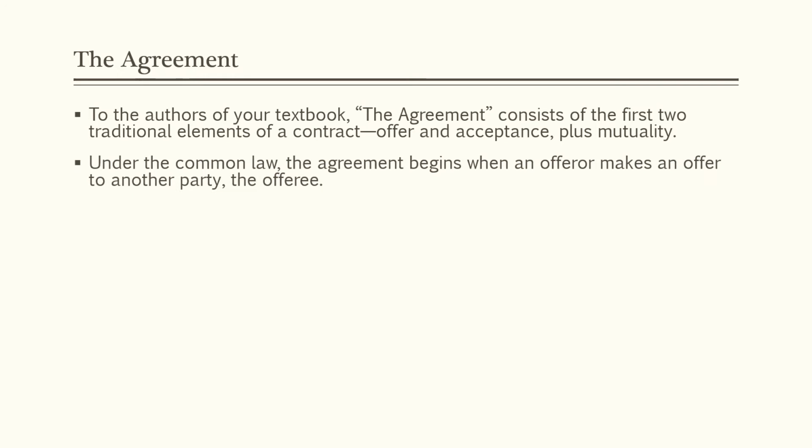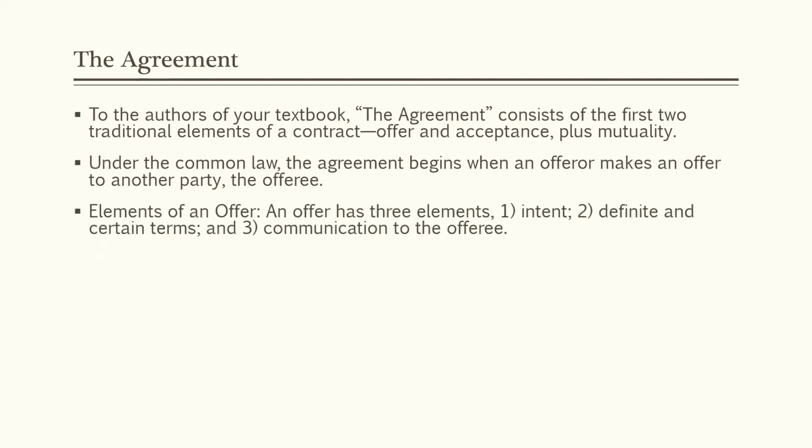Under the common law, the agreement begins when an offeror makes an offer to another party, who we call the offeree. There are three elements to an offer: intent, definite and certain terms, and communication to the offeree. They're very simple, but they can cause a lot of problems if you don't pay attention to the three elements.